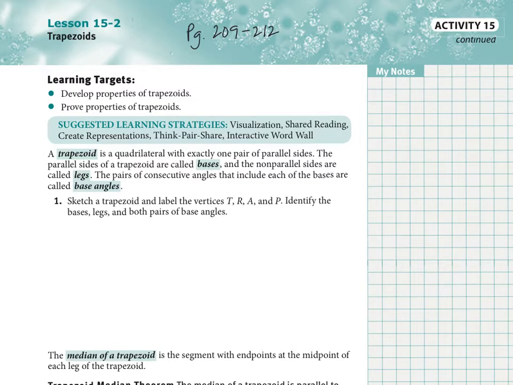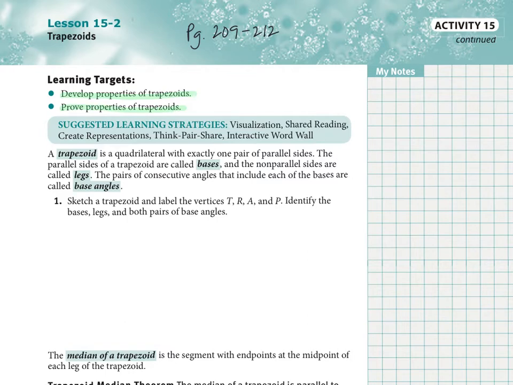So go ahead and pull out pages 209 to 212. Yesterday we focused on the lesson that looked at kites as well as the triangle mid-segment theorem, and today we're going to have the following learning targets. We're going to look at developing properties of trapezoids, and we're going to prove the properties of trapezoids.